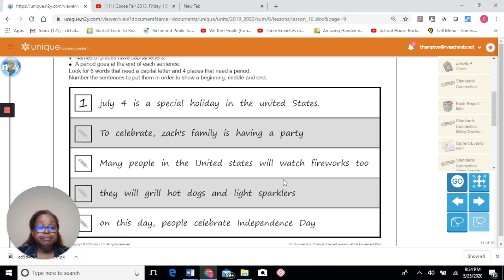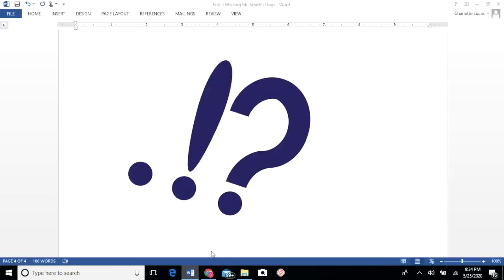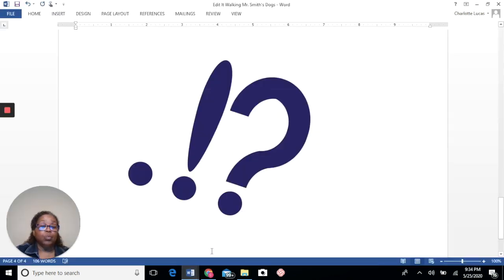spelling. Now, you know what punctuation is. Punctuation is when we put a period, an exclamation mark, or a question mark at the end of a sentence. And every sentence has to end with some sort of punctuation.